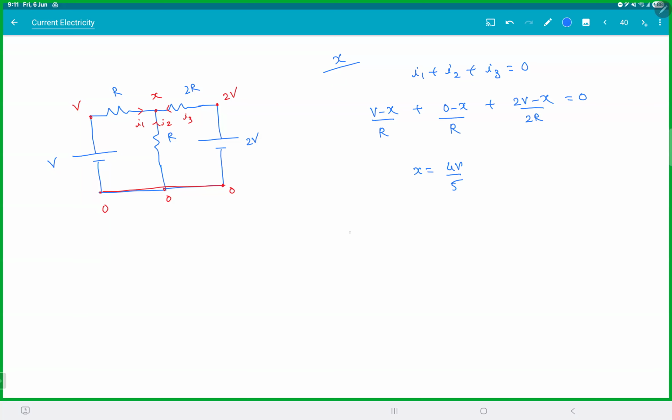Once you get this, you will get each current. I1 will be V by 5R. I2 will be minus 4V by 5R, as expected. I3 will be 3V by 5R. Check. Got the answers? Remember this? It's the same thing we did in capacitors. There we just found charges; here we're finding currents. Any doubts on this? Anyone not convinced with the process? Any other doubts?